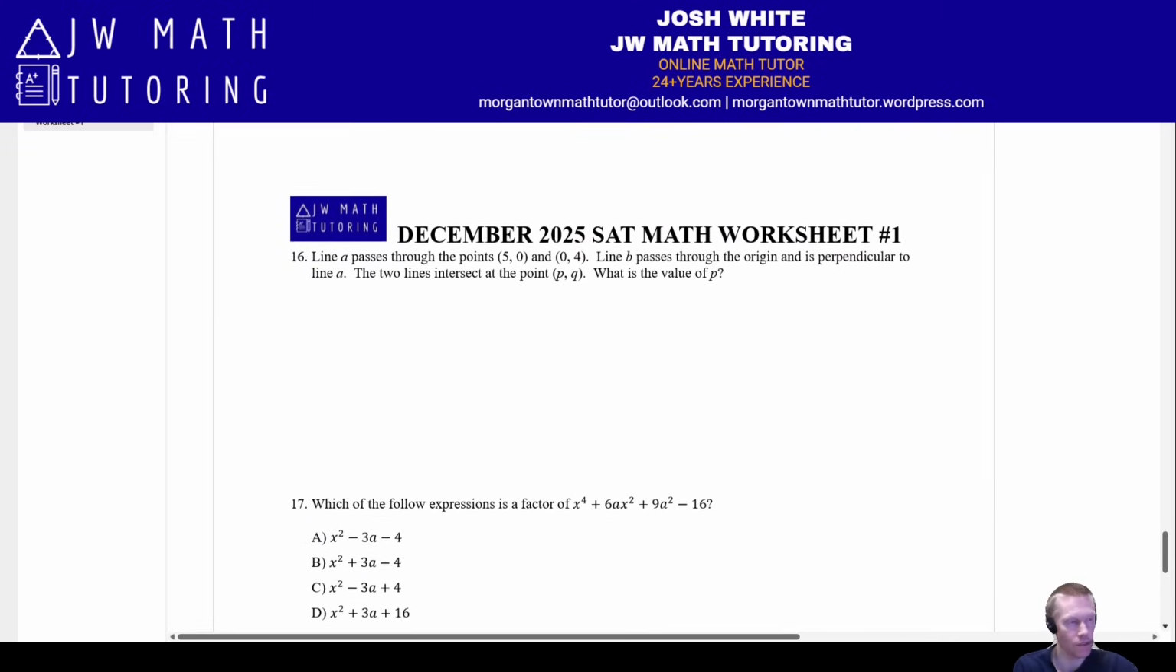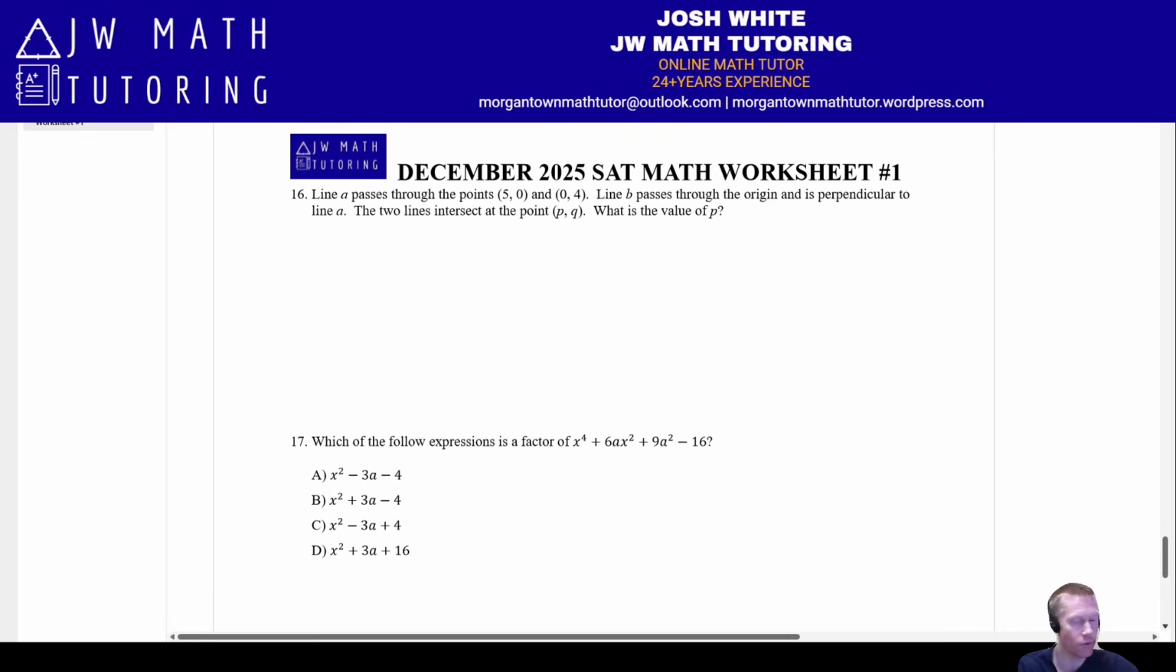All right, let's move to the top of the next page. Question number 16. This is another line question, and specifically perpendicular lines again. Similar to the last one, but not quite the same. So you have line A, you have 2 points for line A. You have line B, you have 1 point. They say the origin, but we know that's 0, 0. And we know it's perpendicular to line A. These 2 lines intersect at some other random point PQ.